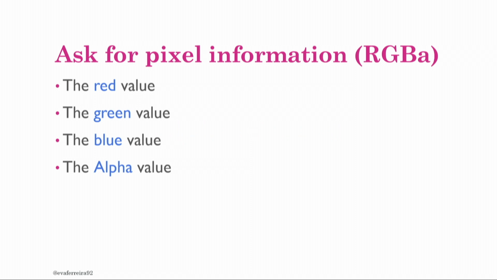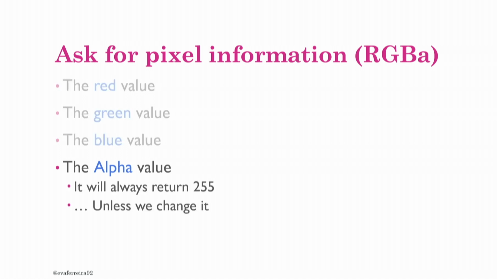But we also got the alpha channel. And I know it doesn't seem like something important in video because we don't have transparency in videos, but anyway, that will be returned to us as information from the image. So the alpha channel tells the transparency of the video or the pixel. So when we ask for pixel information, we will get RGBA. We will get the red, the green, the blue, and the alpha value. It will always be 255 because there is no transparency, unless we change it, and that's the trick.